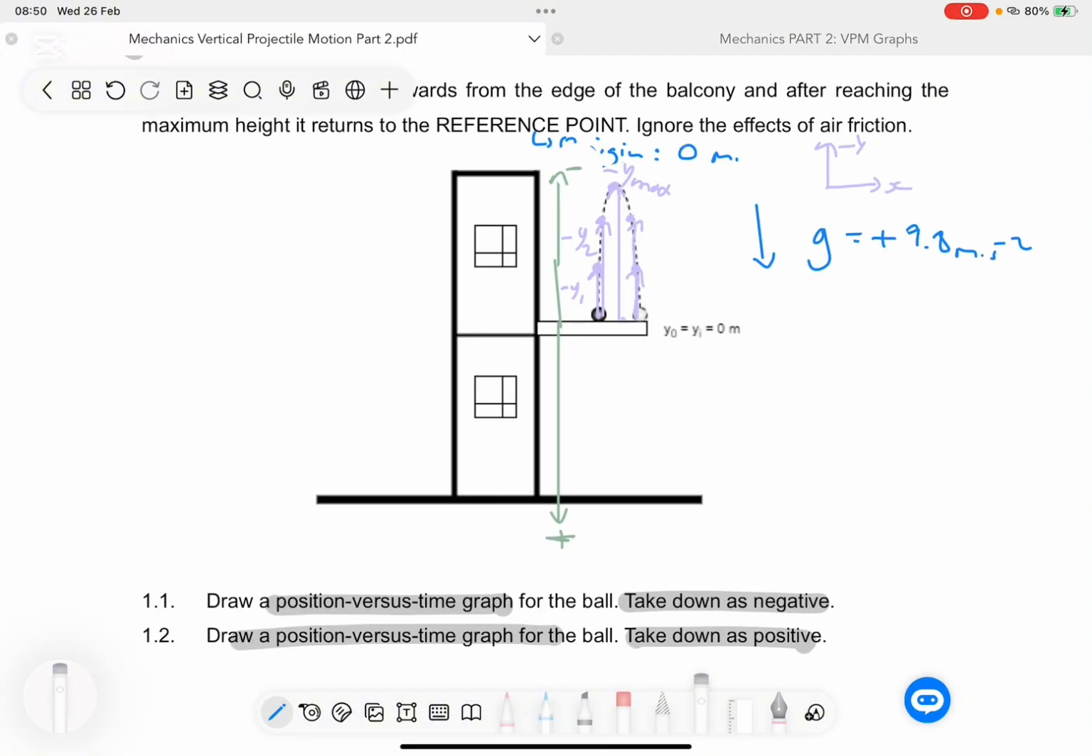Now, in our diagram, it simply means that the time it takes for the projectile to move from the balcony, which is the reference point, up to the maximum height here will be the same time that it will take to come down back to the reference point. And that's the time we defined to say T total is equal to twice the time it takes to reach the maximum point.